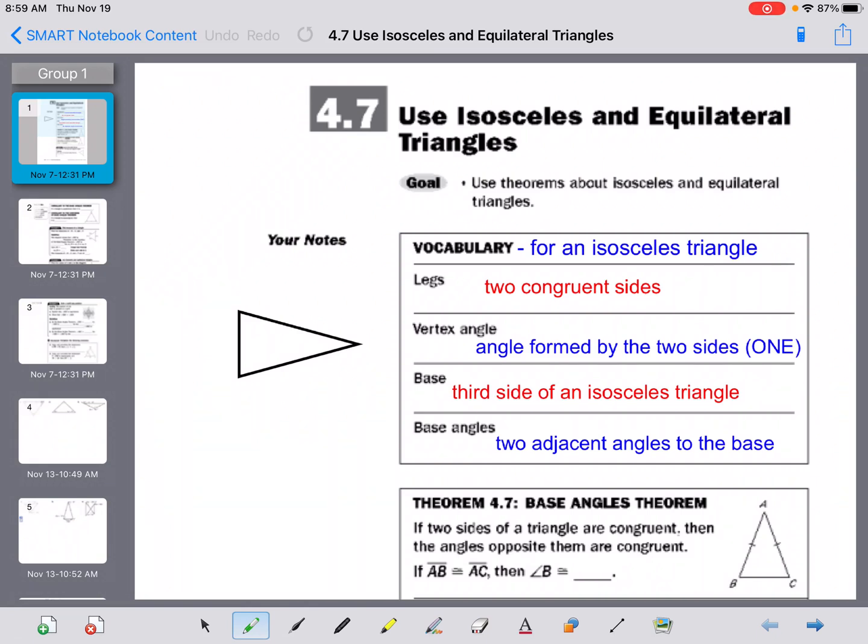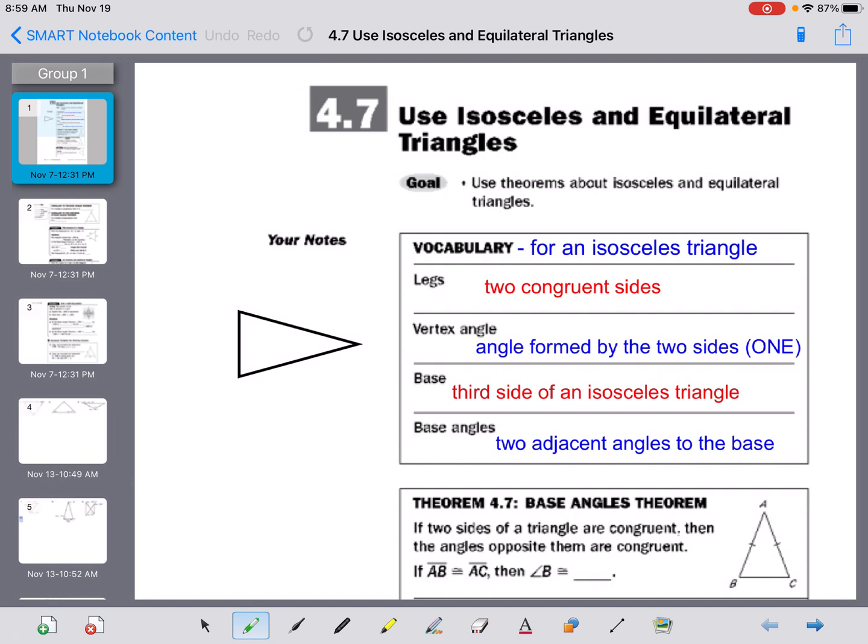4.7 for geometry students here, using isosceles and equilateral triangles. As we go through this, we're going through some features of our isosceles and equilateral triangles that are going to be important. If you know a triangle's isosceles or equilateral, there are things you can automatically mark that will help you solve them and help you find out missing pieces of information about them, okay?